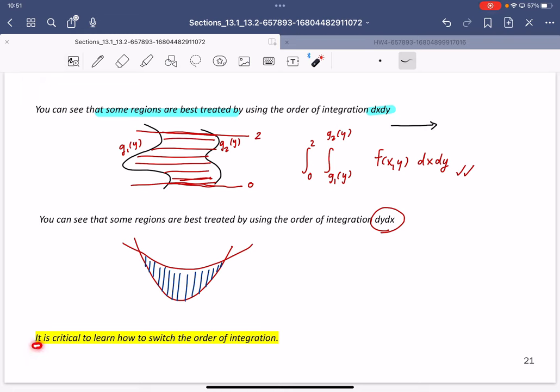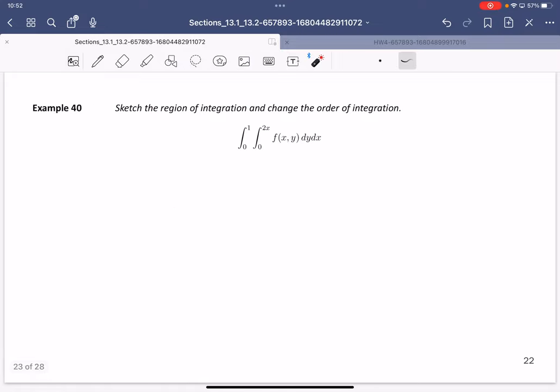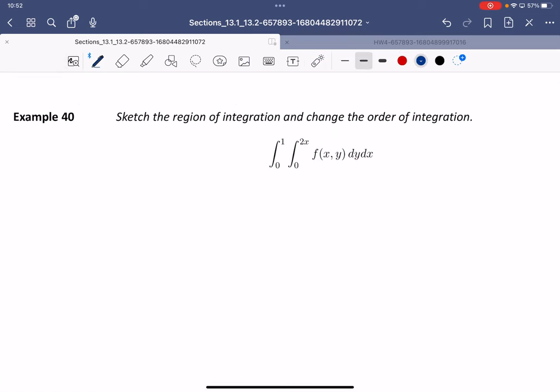So I say it is critical to learn how to switch the order of integration as well, because once you learn how to do dy dx and dx dy, you need to be able to switch between them. So one example before we have a break here. Example 40, I give you dy dx here. I want you to switch the order of integration to dx dy. Switch to f(x,y) dx dy. How would you switch it?